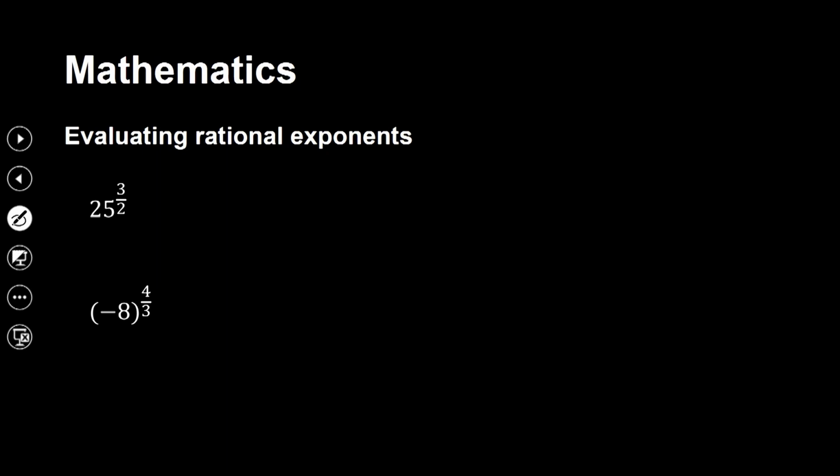Now, let's just quickly look at a few examples of what this is about. If I evaluate this, the 25 here I know is going to be the same as 5 squared. You multiply this by 3 over 2, and 2 multiplied by 3 over 2 will be 3. Therefore, it becomes 5 to the exponent of 3, which then becomes 125.